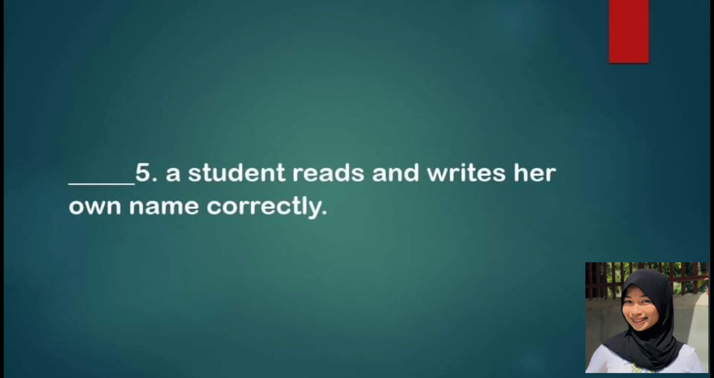The last one is, a student reads and writes her own name correctly. And this is a TA. Why? Because the activity also highlights accuracy, because the student reads and writes her own name correctly. From the word correctly, the student is trying to get her name right, trying to read and write her name correctly. So it is TA. It highlights accuracy. So that's all for our application, and let us proceed to our generalization.